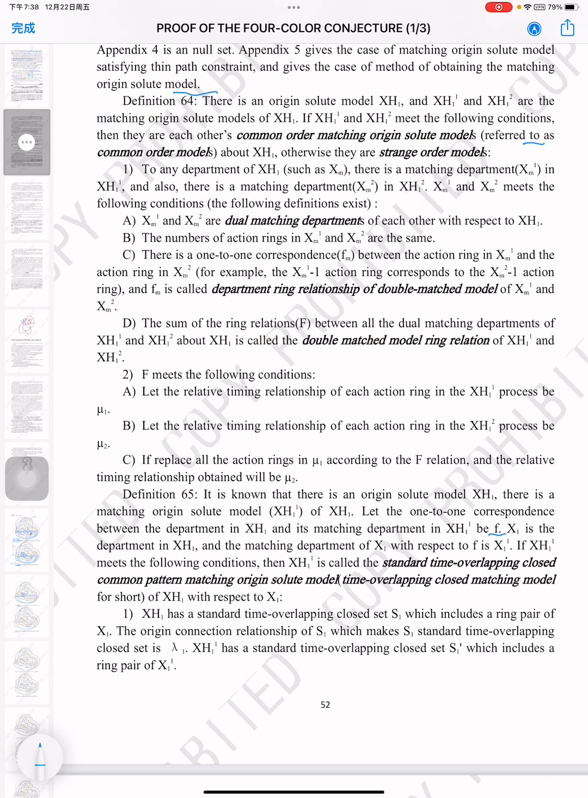1. XH1 has a standard time overlapping closed set S1, which includes a ring pair of X1. The origin connection relationship of S1, which makes S1 a standard time overlapping closed set, is lambda 1. XH11 has a standard time overlapping closed set S1 apostrophe, which includes a ring pair of X11.